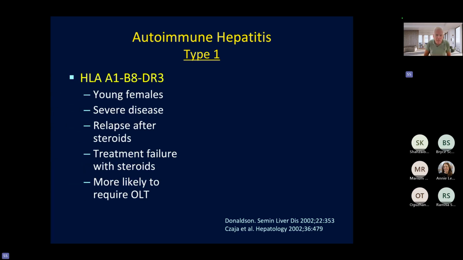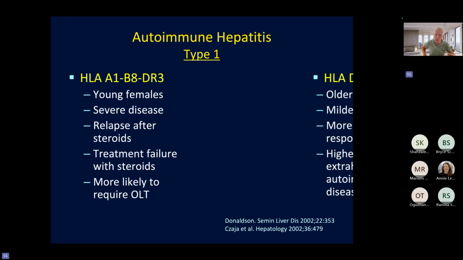So here, depending upon what your subtype of HLA-DRB1 is, that's going to determine the characteristics of the patient. With this HLA genotype, patients tend to be younger females with severe disease. They tend to have a high relapse rate. They may fail therapy with steroids, and they're most likely to require liver transplantation. So your HLA subtype does play a major role in determining your prognosis.